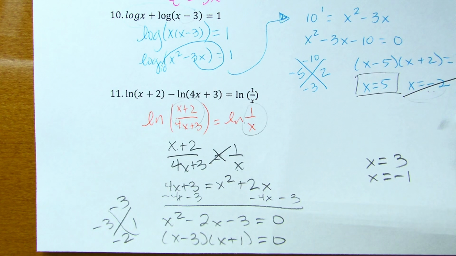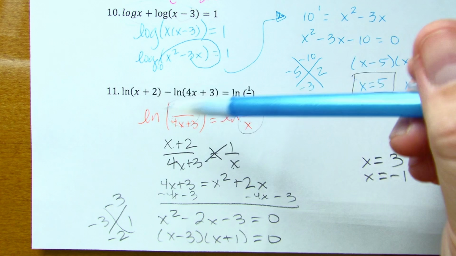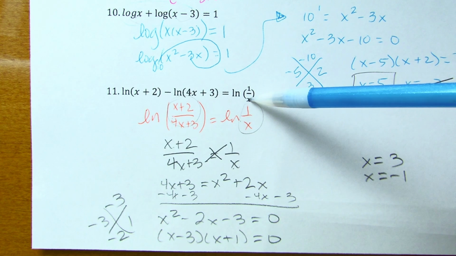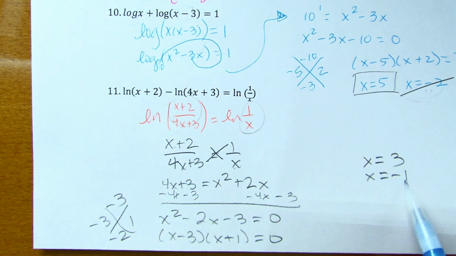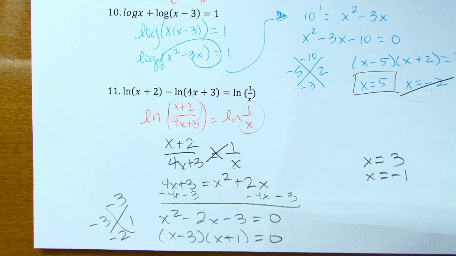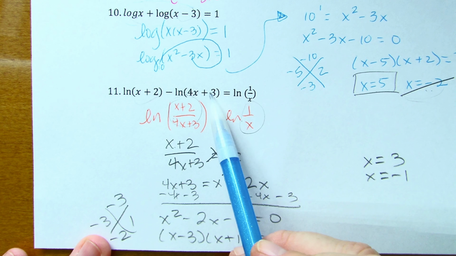So plugging those back into the original equation, plugging in 3, 3 plus 2 is 5, that's fine. 4 times 3 is 12, 12 plus 3, that's fine. 1 over 3, that's fine. So this one's good. Plugging in negative 1 plus 2, that's 1, that's fine. Plugging in negative 1 times 4 is negative 4. Negative 4 plus 3 is negative 1.